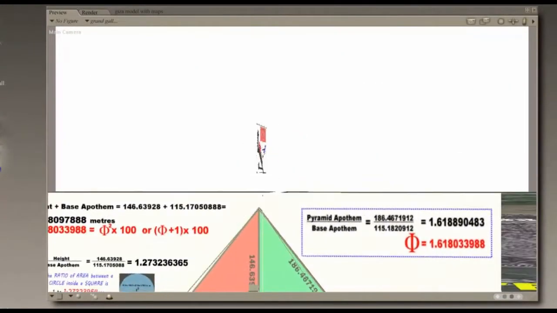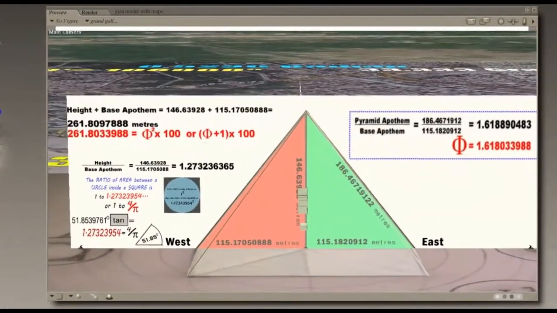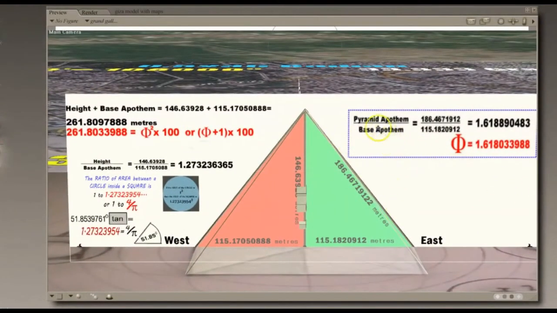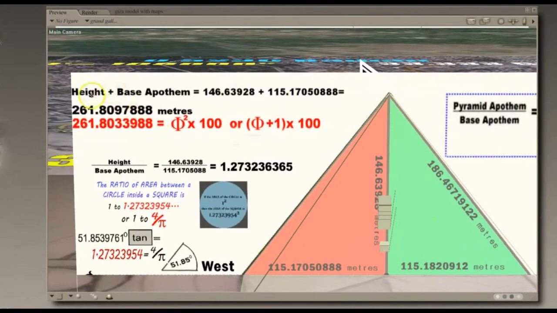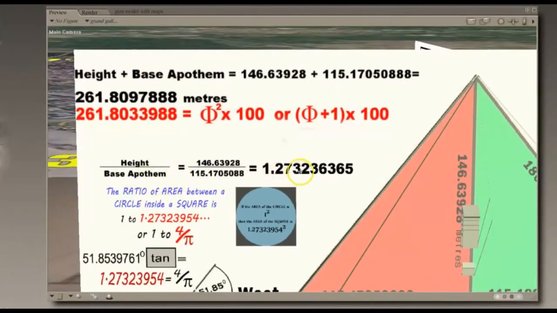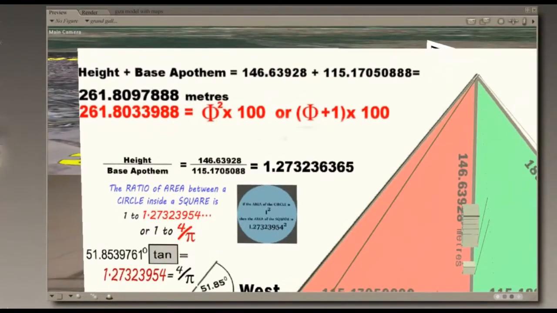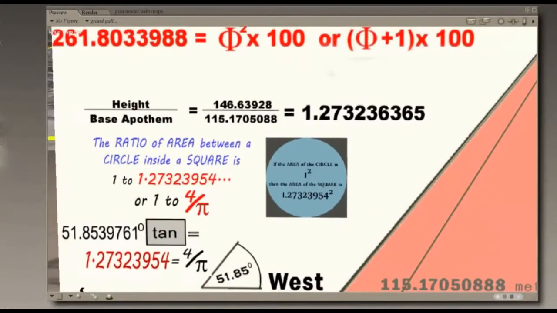Now, if we go back to this axis, on the eastern side, the eastern axis, we have phi as a proportion, while here we have height plus the base apothem, phi squared times 100 meters once more. But also as a proportion, what we have is 1.273236, which is so close, within a sliver or a hair's breadth in regards to measurement. Measurement's always a little off anyway.